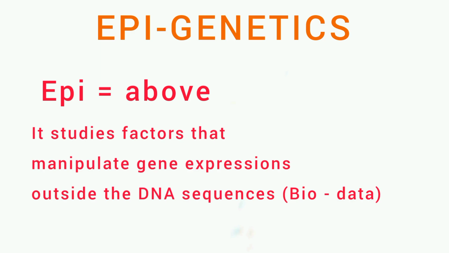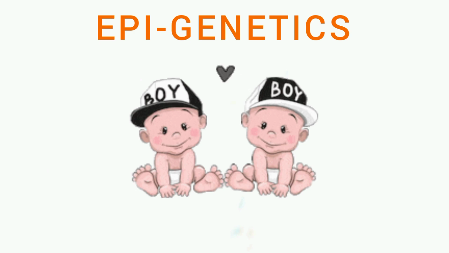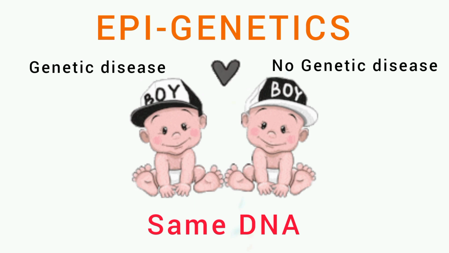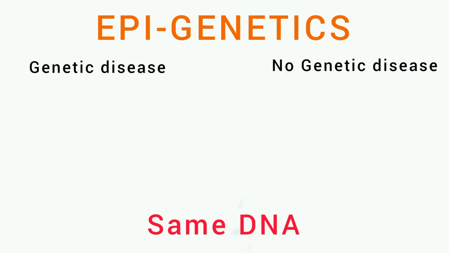Epigenetics means above genetics. When we say epigenetics, we mean every factor that manipulates gene expression outside the normal DNA sequence. For example, let's say a set of twin boys have the same DNA, but there's a genetic disease in one, and the other one does not have any genetic disease. How are we going to explain this? The only way is for scientists to study things like methylation outside the field of genetics. So we call it epigenetics.